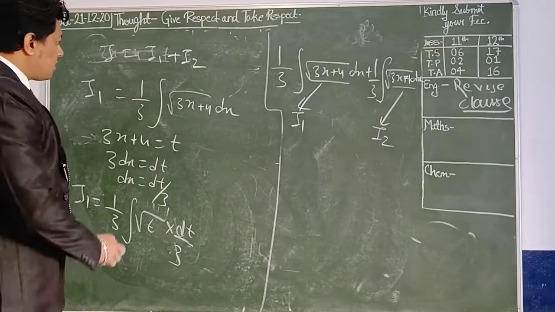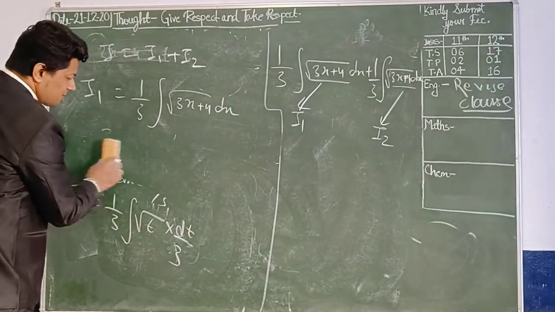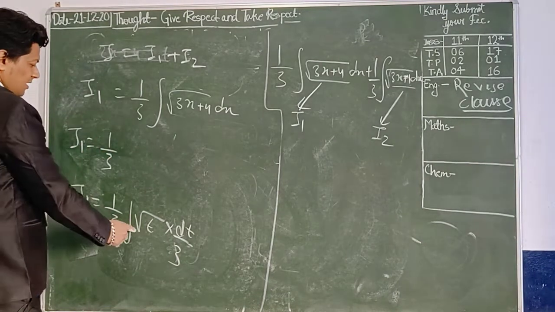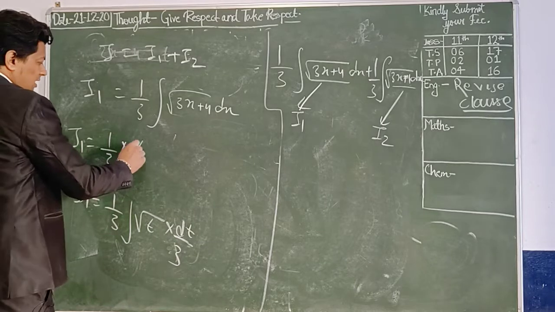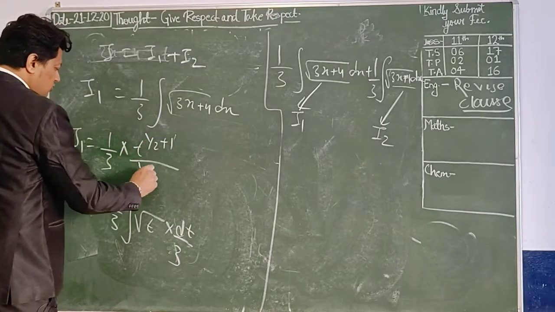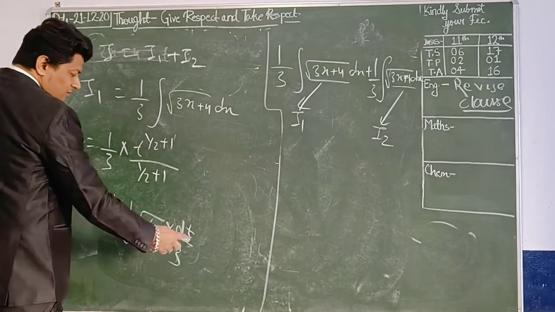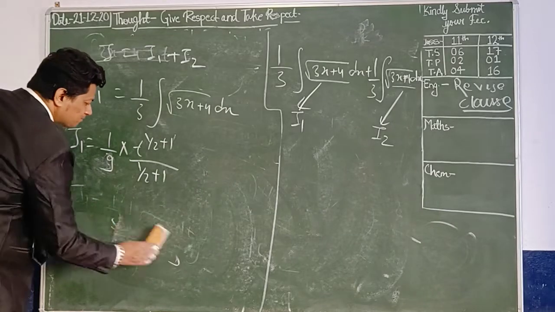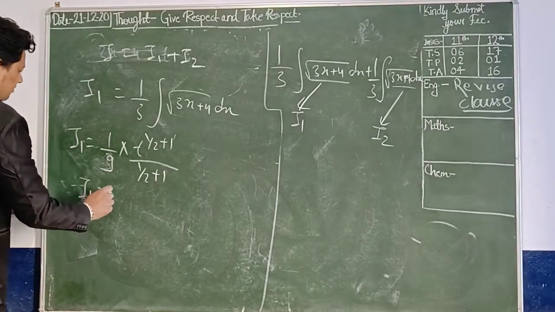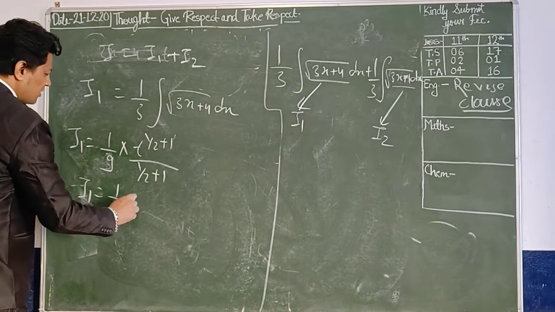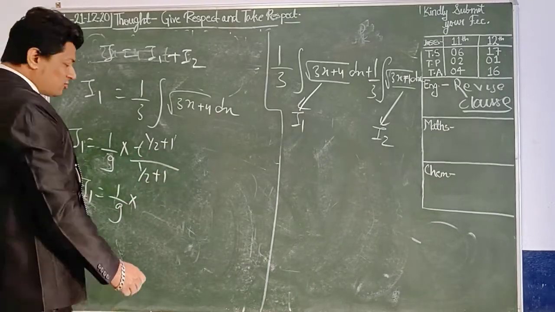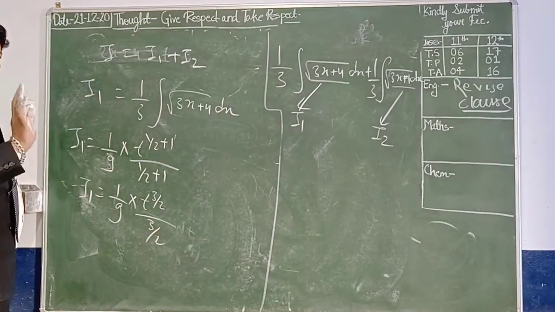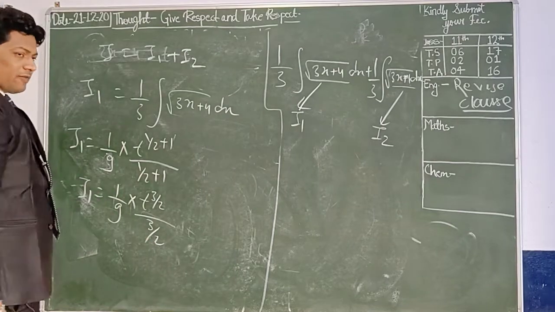Now you can simply write that I1 is equal to 1 by 3 times t power 1 by 2 plus 1, divided by 1 by 2 plus 1. Is it clear? 1 by 3 outside, it will be 1 by 9. Is it clear? So I1 equals 1 by 9 times t power 3 by 2, divided by 3 by 2. Is it clear? Is it right? Now what will happen?